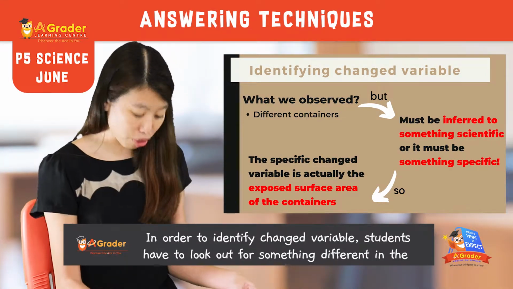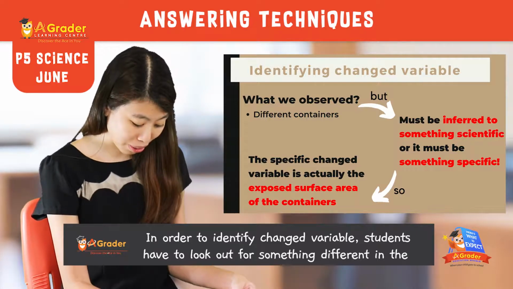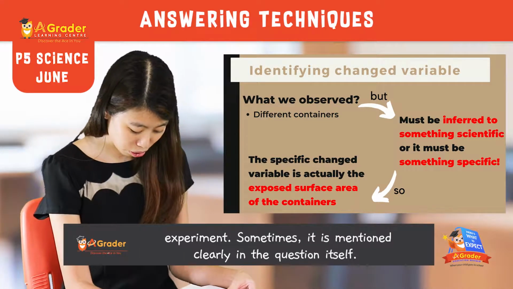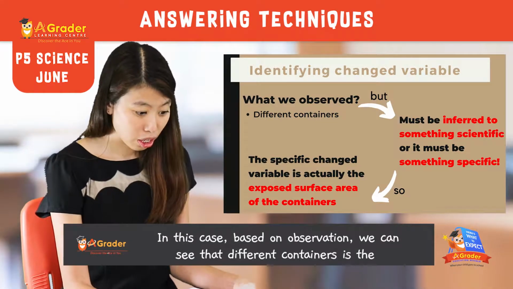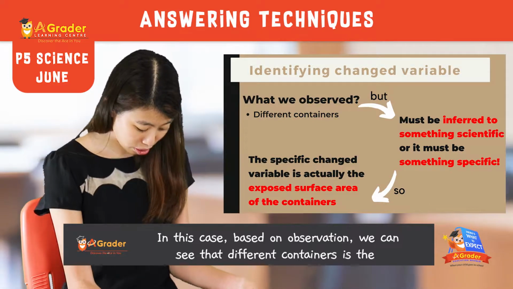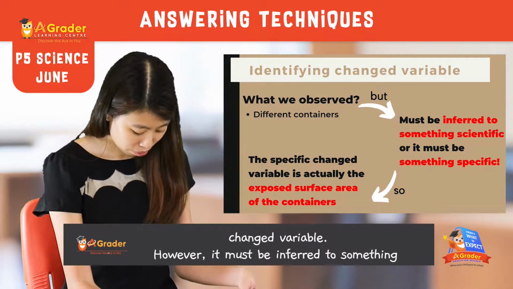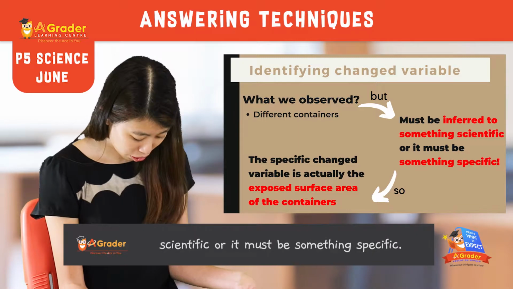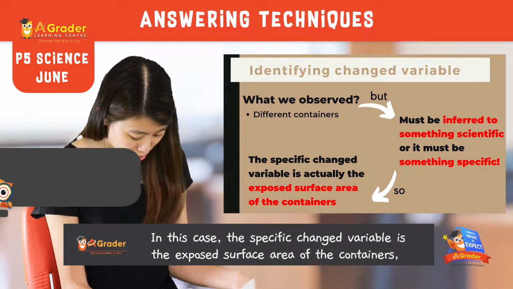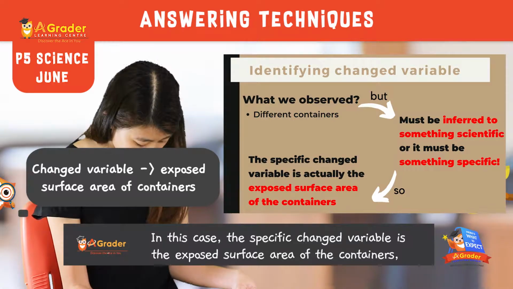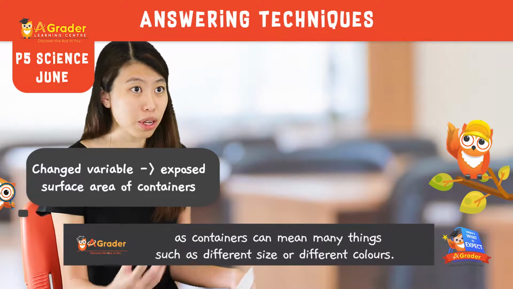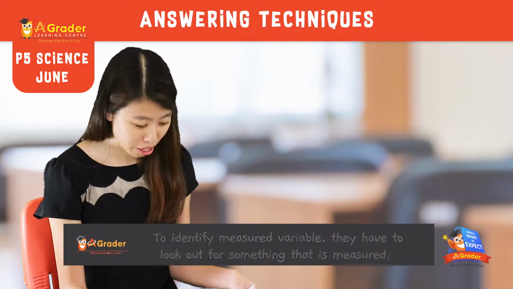In order to identify the change variable, students have to look out for something different in the experiment. Sometimes it is mentioned clearly in the question itself. In this case, based on observation, you can see that different containers is the change variable. However, it must be inferred to something scientific and it must be something specific. So in this case, the specific change variable is actually the exposed surface area of a container, as containers can mean many things, different sizes or different colors.